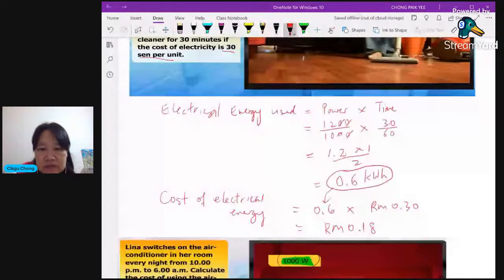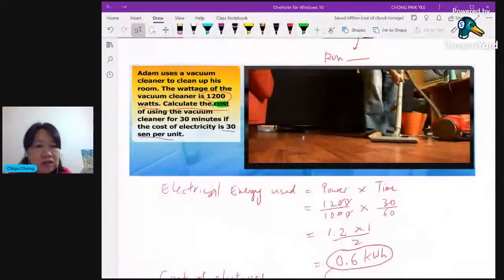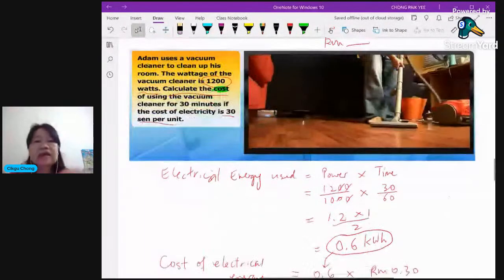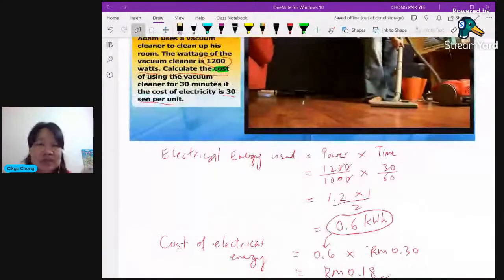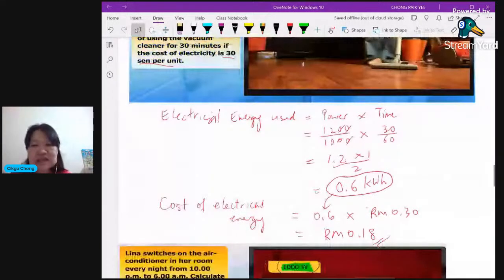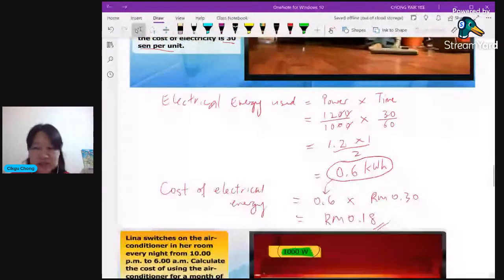So that means Adam vacuumed his room for 30 minutes using this powerful 1.2 kilowatt vacuum cleaner, and he has to pay 18 cents only. Not that expensive. But when your bill is high, don't forget you have other things. This is only one thing and one time only, not every day. One time for half an hour of work, he has to pay 18 cents for the vacuum cleaner. Okay, simple, right? Very easy to do. Your math is steady, no problem.